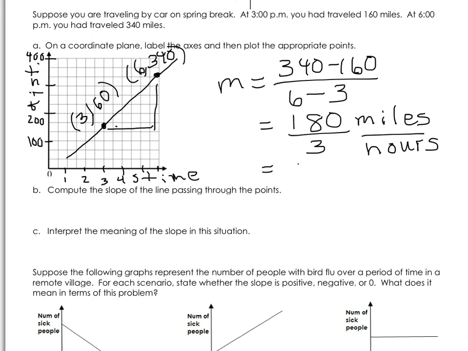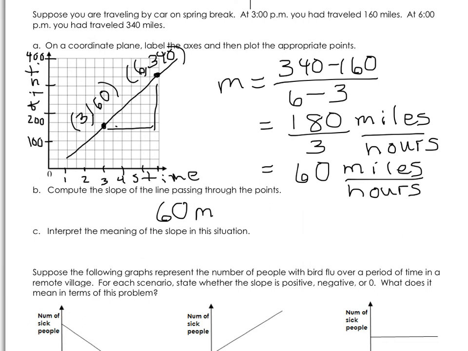180 divided by 3 is 60. And notice that's measured in miles over hours. How many miles can you travel in 1 hour? So the slope is 60 miles per hour. Interpretation: speed. Miles per hour gives us speed. That's the speed of the car.